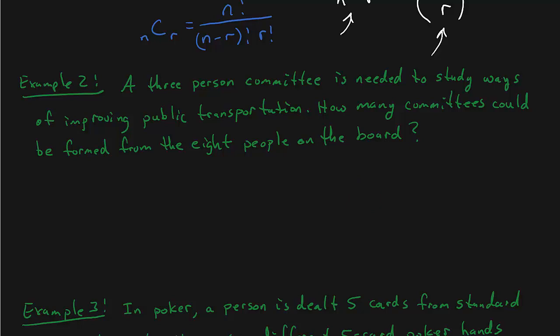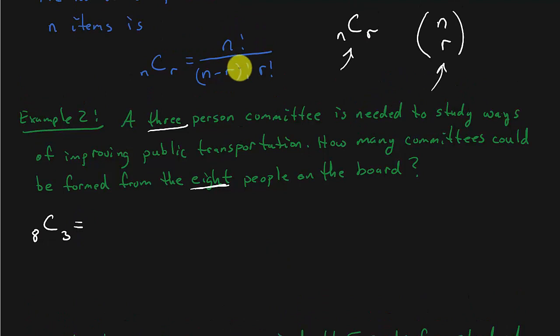So to solve this, we've got combination N choose R. Well, how many people do we have total? Well, we've got 8 people. And how many of them are we choosing? We're choosing 3 of them. All right. And so if we plug this into the formula, that's 8 factorial over 8 minus 3 factorial times 3 factorial.